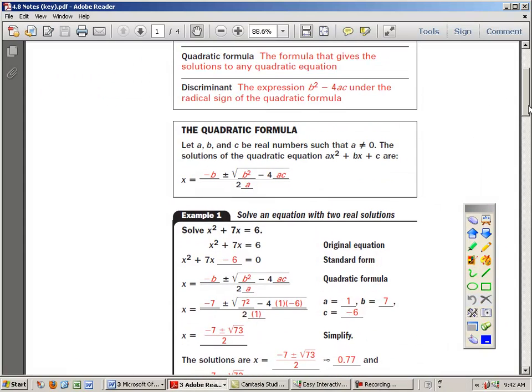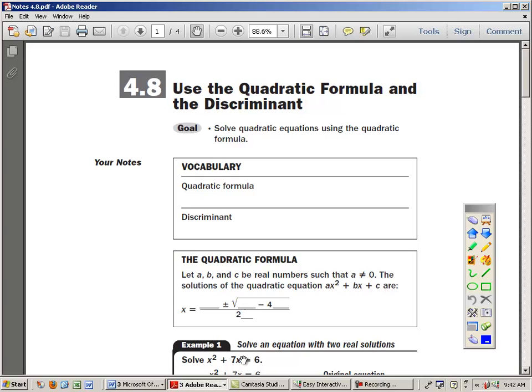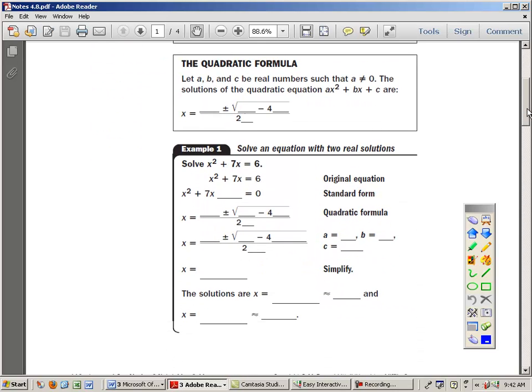The quadratic formula works all the time, every time. It doesn't matter if the equation is one that can be factored. It doesn't matter if the leading coefficient is something other than 1. It works all the time. The quadratic formula is x equals opposite b plus or minus the square root of b squared minus 4ac, all over 2a.